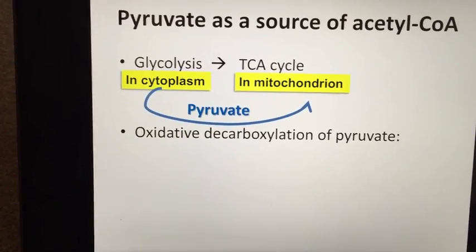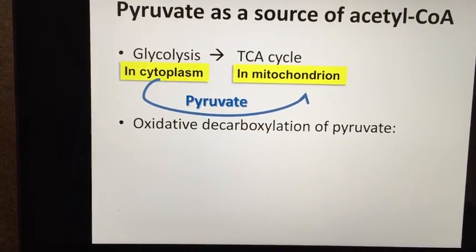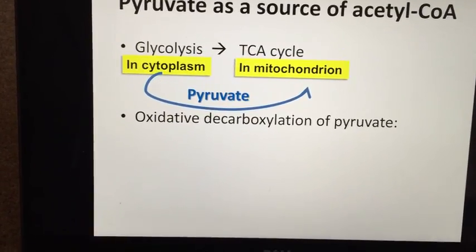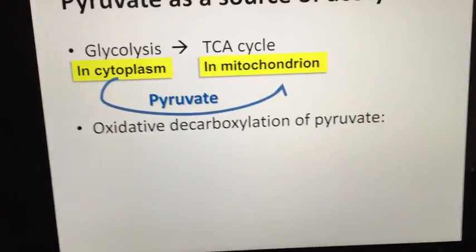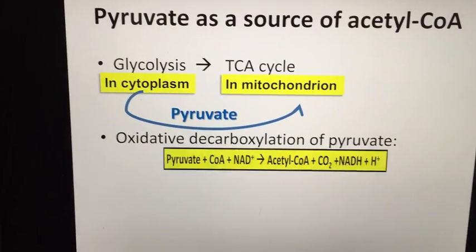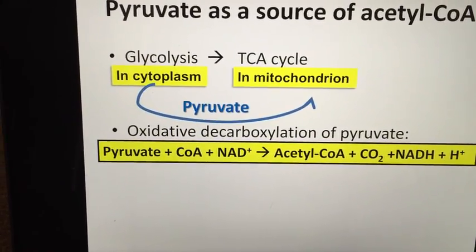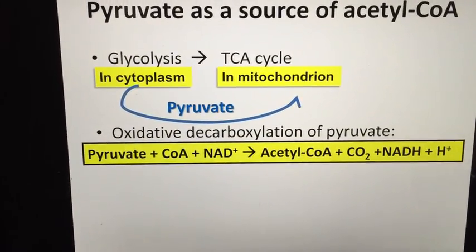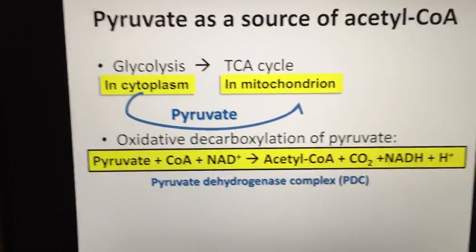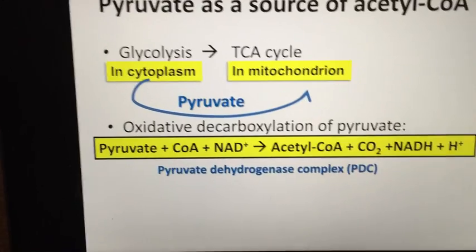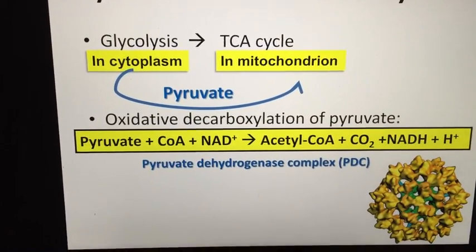What does that mean? It's an oxidative process, which means electrons are going to be removed from pyruvate. It's also a decarboxylation, which means a carbon is going to be removed in the form of carbon dioxide. So pyruvate plus coenzyme A plus NAD+ gives us acetyl-CoA plus carbon dioxide plus NADH. And this is catalyzed by the pyruvate dehydrogenase multi-enzyme complex.